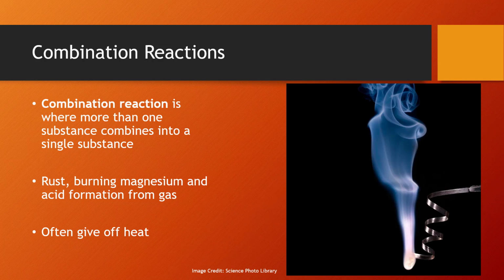A combination reaction is where more than one substance is going to combine into a single substance. So take, for example, burning magnesium. Magnesium, which is on this ribbon here, and oxygen in the atmosphere are going to combine to form magnesium oxide. So they combined to make a single thing. Often these combination reactions will give off heat. Not always, but pretty often.